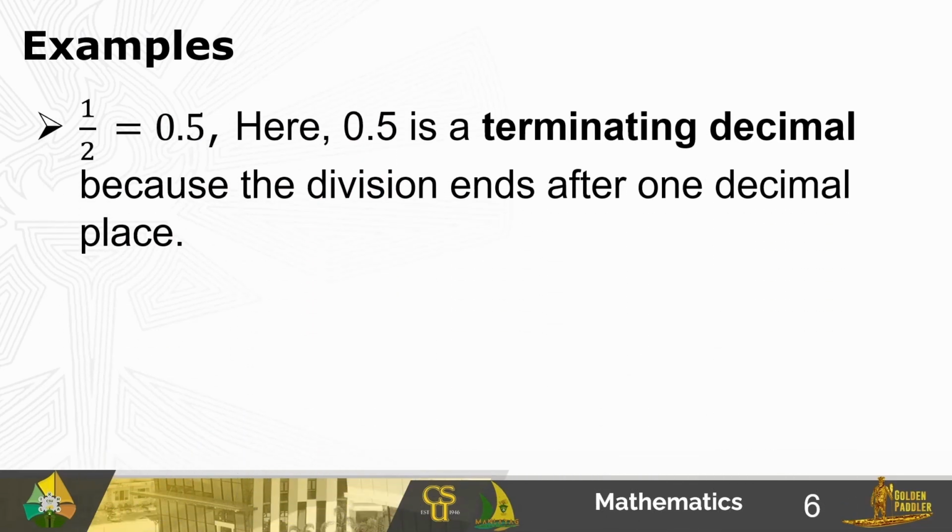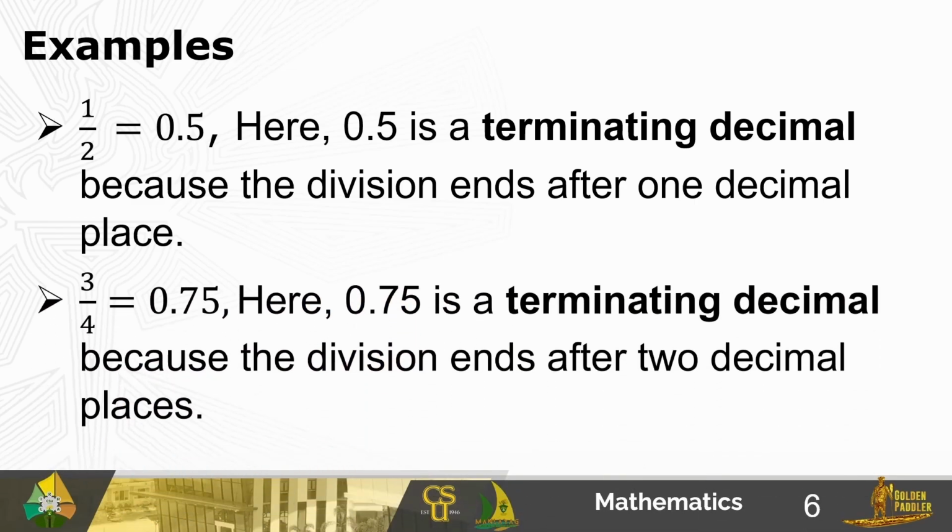1/2, we will change this into a decimal. We have 0.5, because 1 divided by 2 is 0.5. Here 0.5 is a terminating decimal because the division ends after 1 decimal place, which is 5. The second one is 3/4, which is equal to 0.75. Here 0.75 is a terminating decimal because the division ends after 2 decimal places, which are 7 and 5.